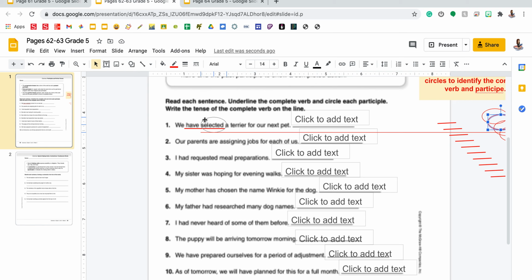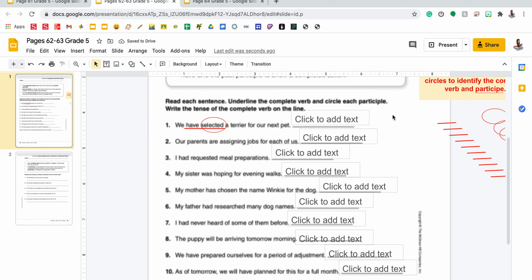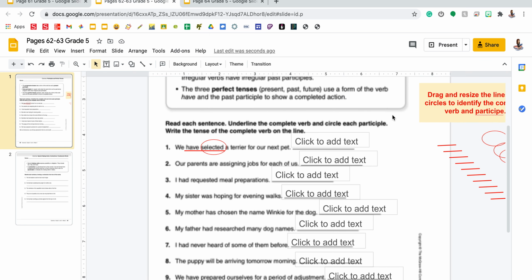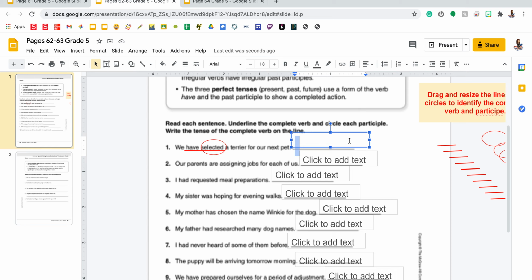Now I need to decide, is it in perfect or progressive tense? And then is it past, present, or future? This question is in present perfect tense.